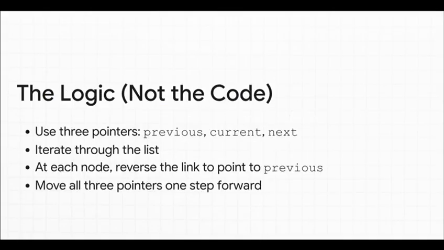Now, what interviewers care about most here isn't that you type out perfect syntax on the first try. It's your logic. They want you to talk them through the solution. The classic way to do it requires 3 pointers. Let's call them previous, current, and next. You just walk through the list, and at each node, you reverse its link to point backwards to previous. Then, you just shuffle all 3 pointers one step forward. It's like this elegant little dance.